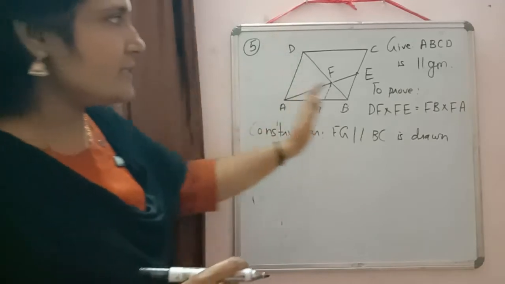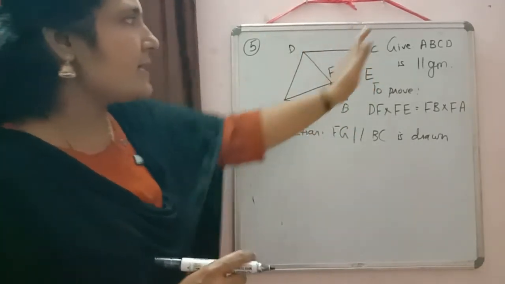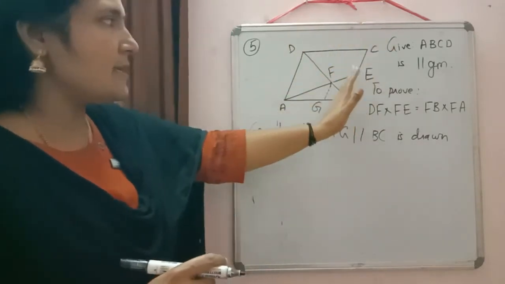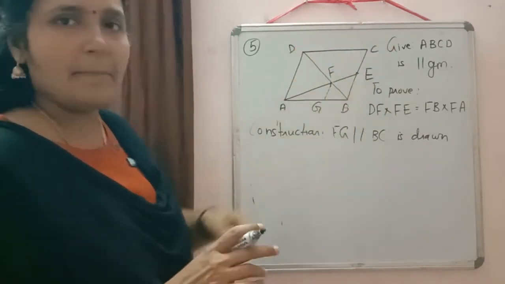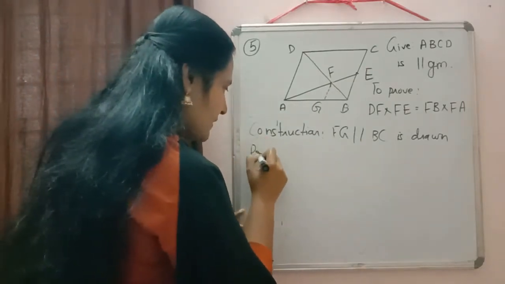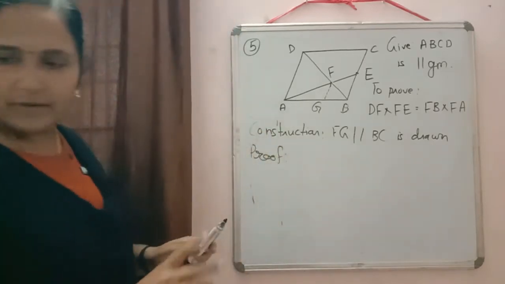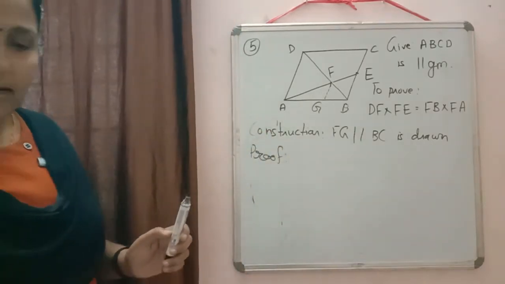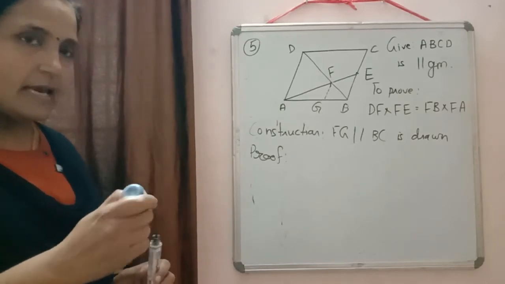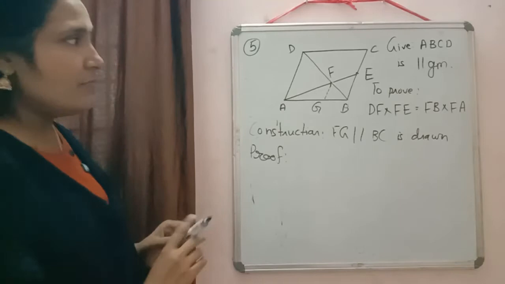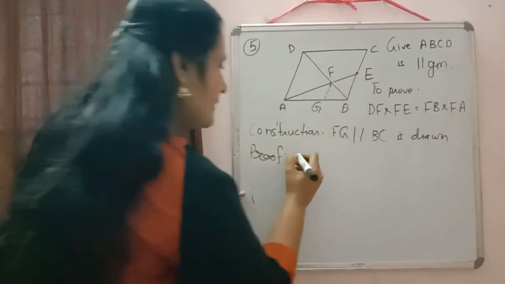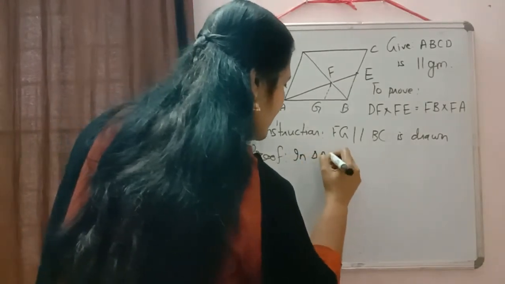Now since it is a parallelogram, opposite sides are parallel, so we have AD parallel to BC. So all these three lines will be parallel to each other. Now we will check how we can prove this. Write down proof. First check whether we have a triangle where we can use BPT. Yes, we have triangle ABE.